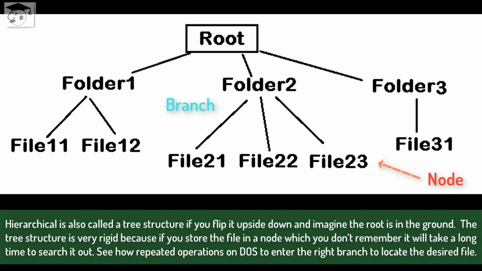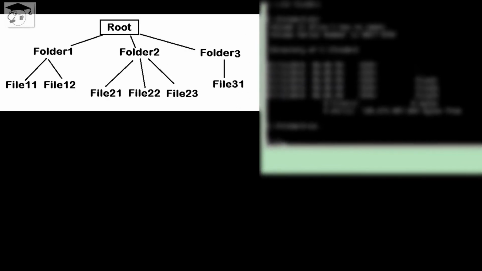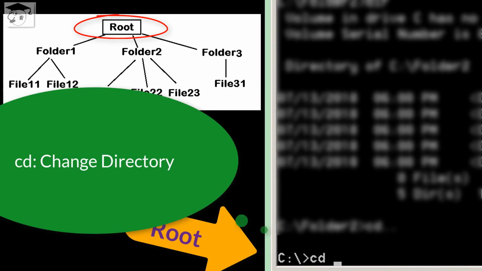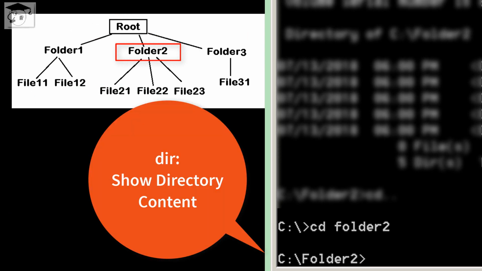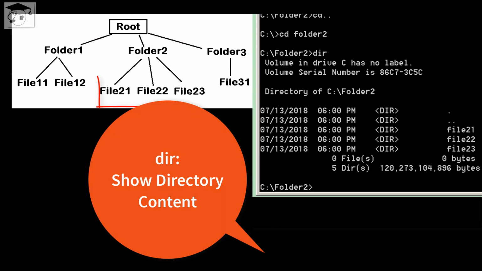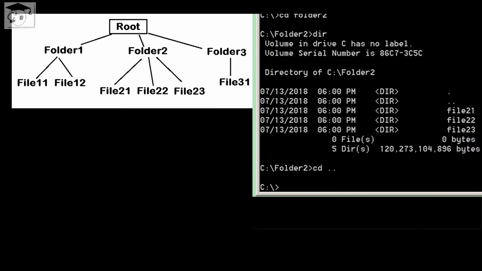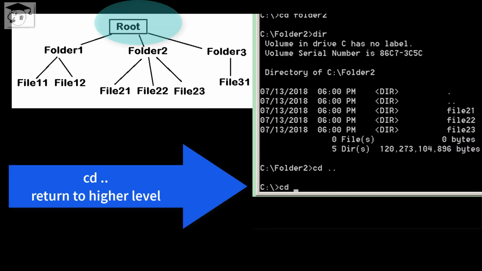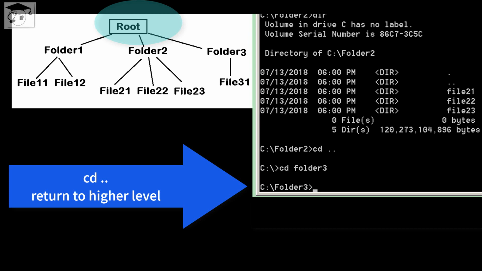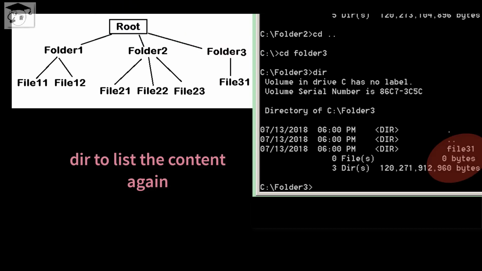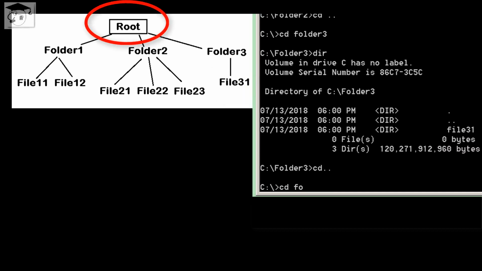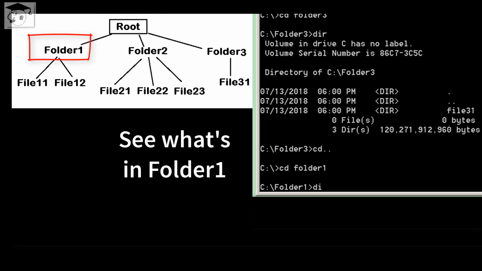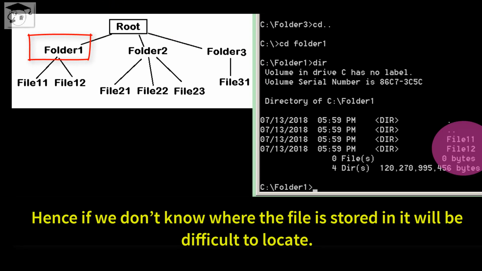See how repeated operations on DOS are needed to enter the right branch to locate the desired file. Under the C prompt we type in CD to change to a lower hierarchical level. By issuing dir we can display the content within the subdirectory. Using CD .. to move back to where the pointer came from. Again, use CD to move into another subdirectory. Hence, if we don't know where the file is stored, it will be difficult to locate.